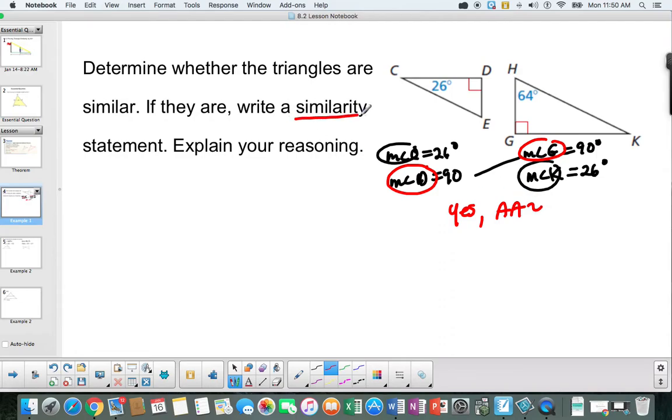Now it also asks me to write the similarity statement. And that's when we put the letters in order. It doesn't matter how you start, it's how you finish. CDE is similar to triangle... And remember, we want C to go with K, and we want the right angle D to go with G. And there's only one letter left in the triangle, and that's going to be H. And that's the similarity statement.